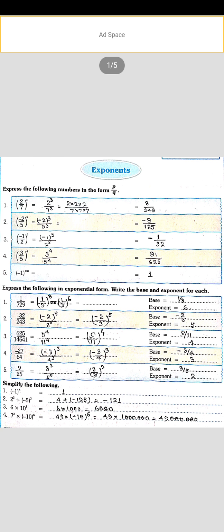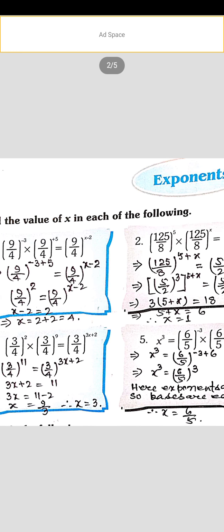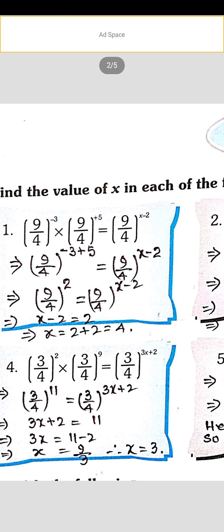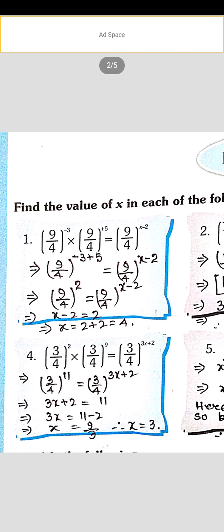So it can be written as 1 followed by 60. That is 49 60 after 49, and 49 followed by 60. Now worksheet 4b. Question number 1. Find the value of x in each of the following.